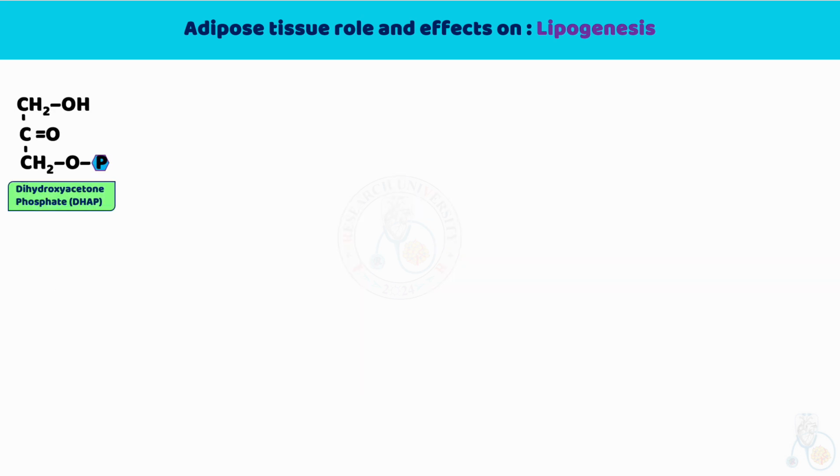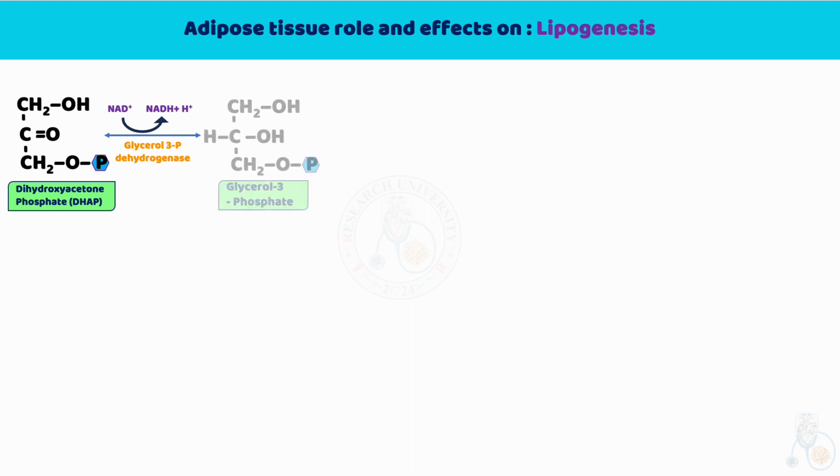The transformation of dihydroxyacetone phosphate into glycerol 3-phosphate is catalyzed by glycerol 3-phosphate dehydrogenase in the presence of NAD, which accumulates into the formation of NADH plus H plus. This conversion sets the stage for the subsequent steps of lipogenesis.